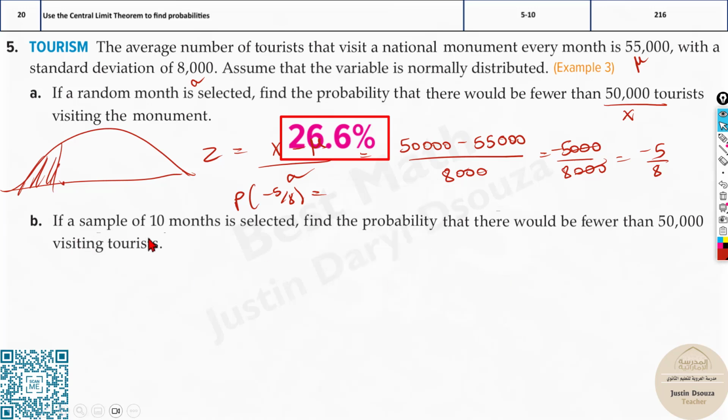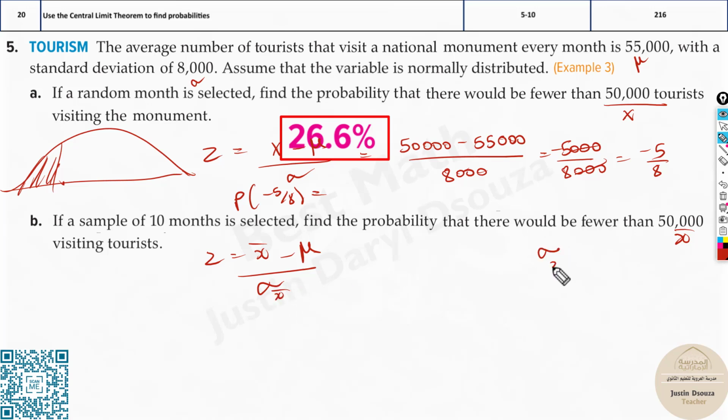Now for the next one, if a sample of 10 months is selected, find the probability that there would be fewer than 50,000 visiting tourists. So here what you need to do is, the sample is given, so we have to find the standard error of the mean, the sample mean. The formula is the same, it's just that we use this symbol, x-bar, the sample mean, and then minus mu. But there will be a change in the standard deviation because there are samples of 10 months.